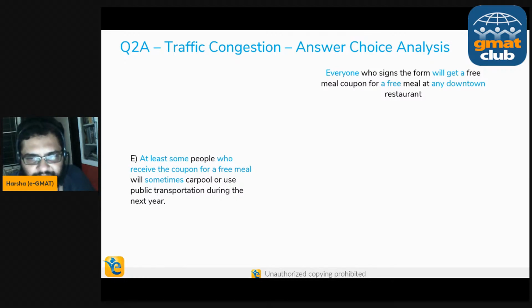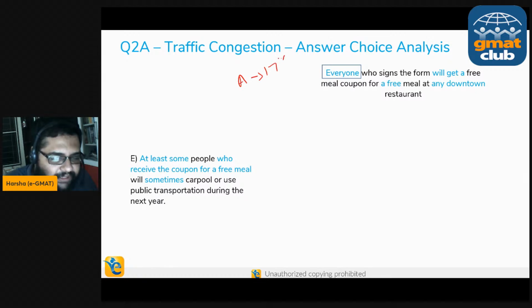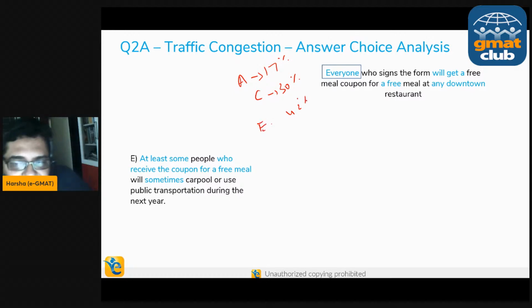42% of folks got the right answer, which is option E. Option C and option A were popular, 17%, 30%. So option A got around 17%, option C got around 30%, and around 42% of you chose option E. Option E is the correct answer.